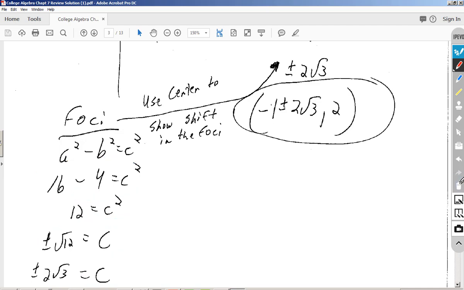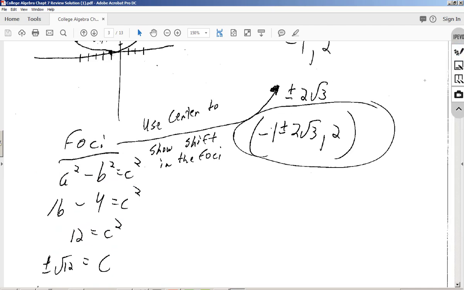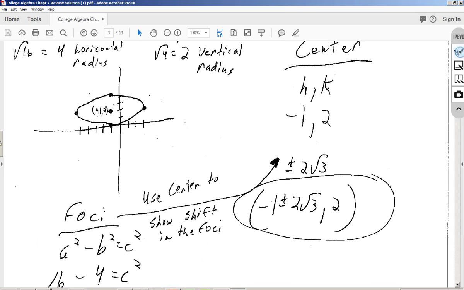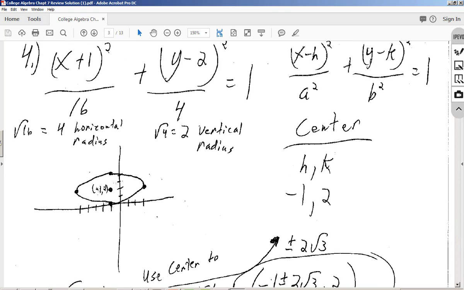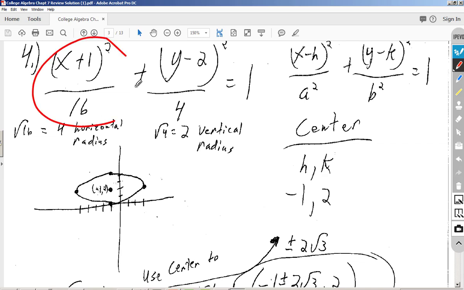Now I need to remember that the foci will shift just like all the rest of my graph shifts. So I locate my major axis to decide which the focus is sitting on. So here's the longer axis, so that means it's going to be in place of this. It's going to be with my shift at negative 1. And then the 2 is just going to stay the same.